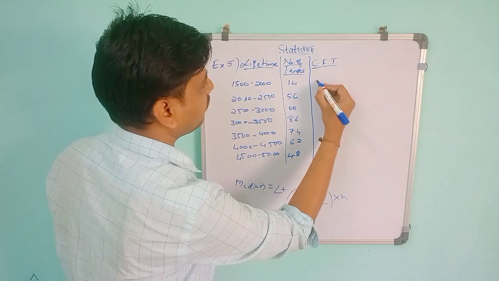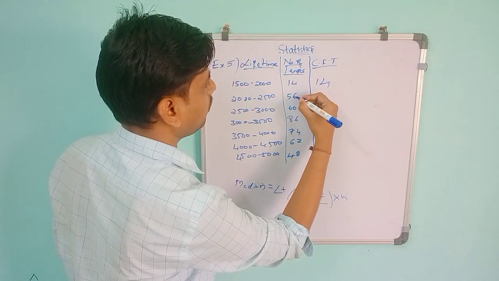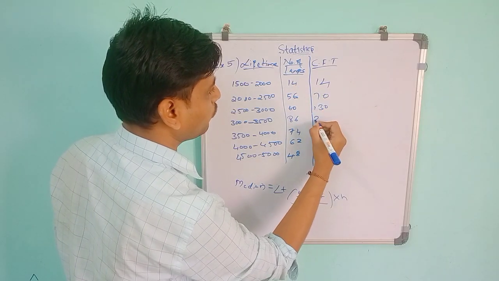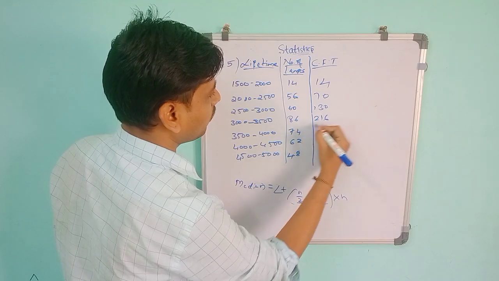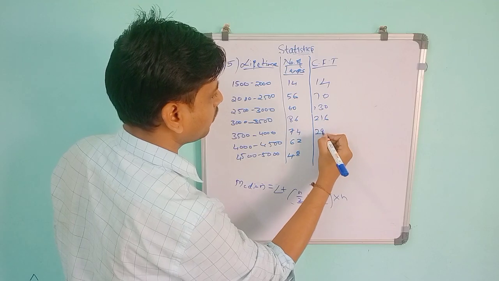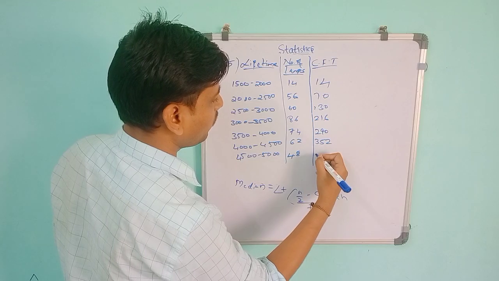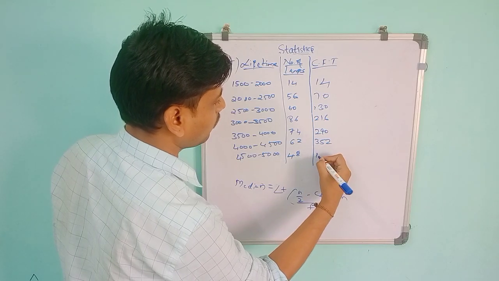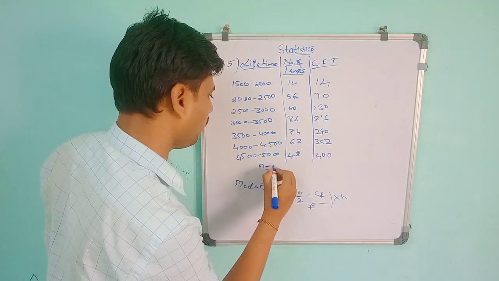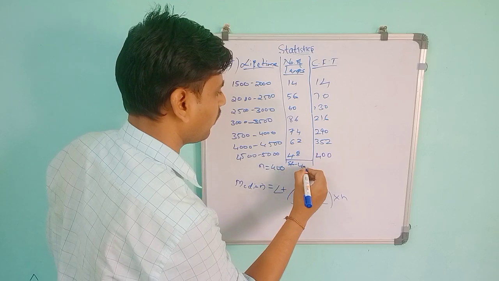Class intervals they have given. Then 14 as it is. Then 14 plus 56 gives 70. Then 70 plus 60 is 130. 130 plus 86 is 216. 74 plus 216 is 290. Then 290 plus 62 is 352. 352 plus 48 is 400. So you got the 400. So n is equal to 400, this sigma f is equal to 400.